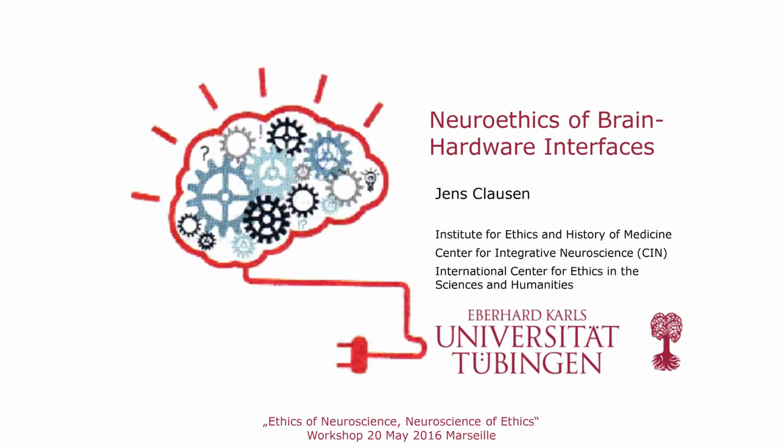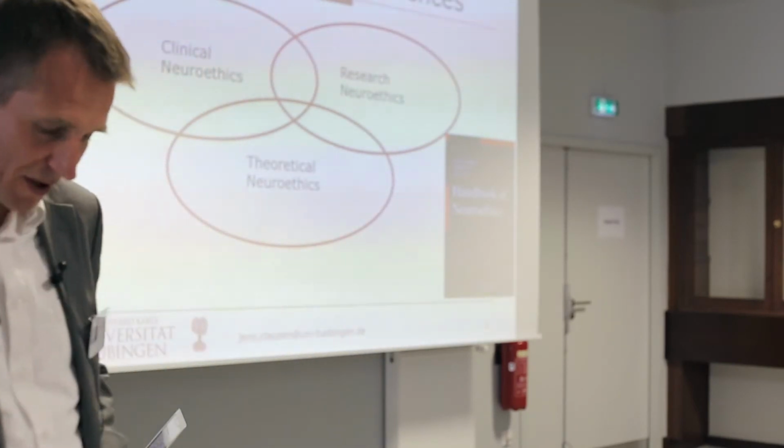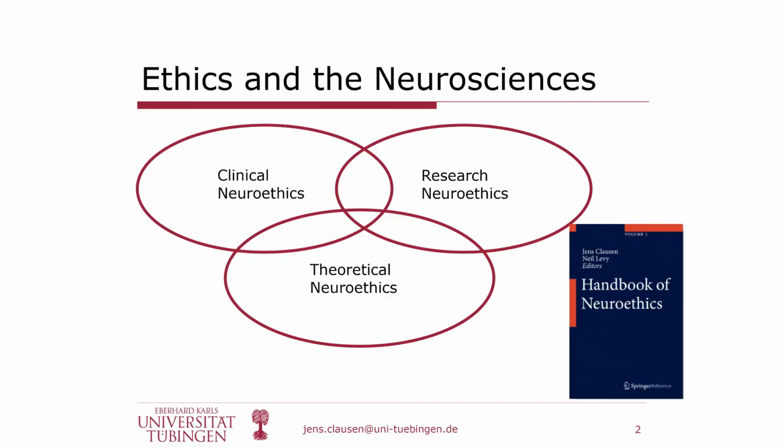The neuroethics, I try to divide into three spheres: the clinical neuroethics, research neuroethics, and theoretical neuroethics. This is somewhat arbitrary, and there's a huge overlap, much more than in this picture. But I think it's good to remember in which sphere you are in the current debate.